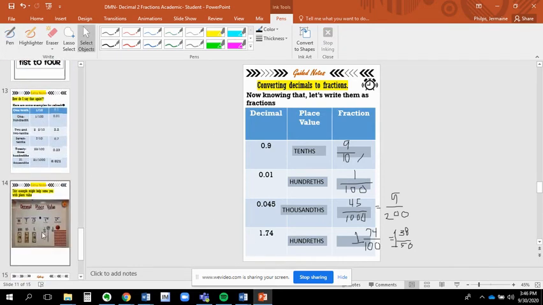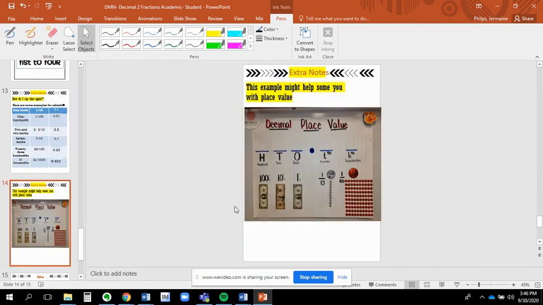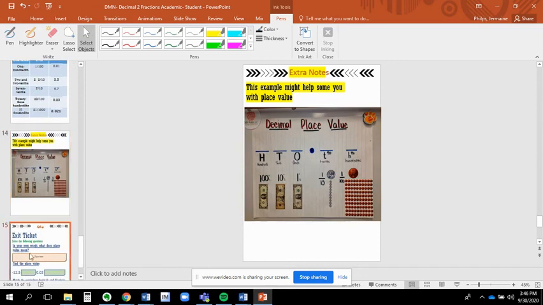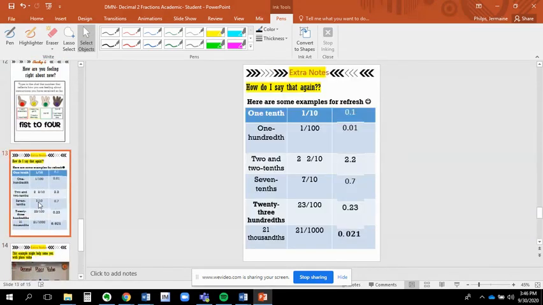Take a second if you need to. Slide 14 is there to help review. It's a really great example to help you understand decimal place, thinking about it as money, for those of you who have actually had more than some change in your pocket. And also slide 13 is a great review as well, with examples for your places. You get to say it. This is 1 hundredths, 1 tenths, 2 and 2 tenths, 7 tenths, 23 hundredths, 21 thousandths, and then showing them as decimals and as fractions.